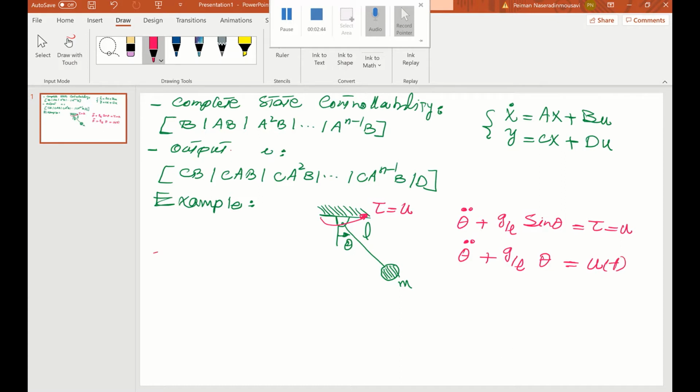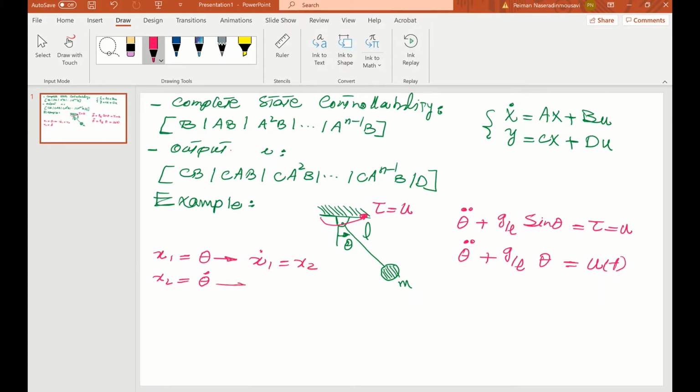Now I'm defining x1 as theta, the state variable, and x2 is theta dot. So from here you get x dot 1 is theta dot, which is x2, and x dot 2 is theta double dot, which from here is minus g over l theta, where theta is x1, plus u. Now if you remember the vibration course, we were naming this the natural frequency squared.